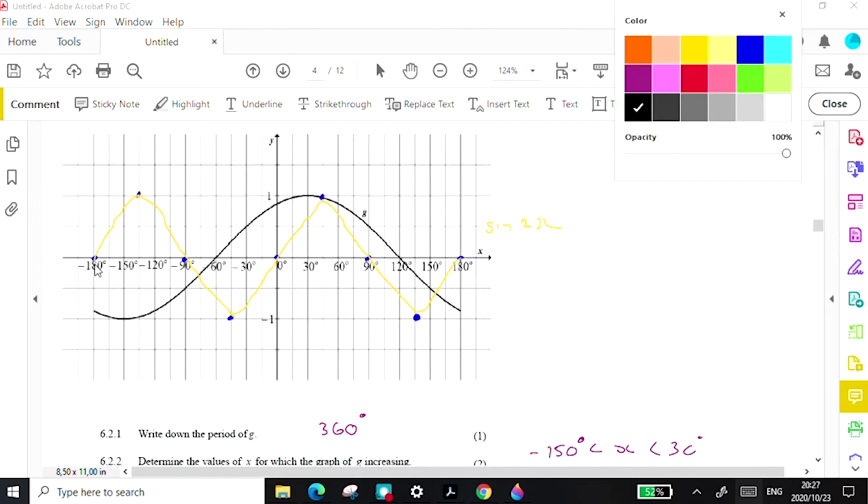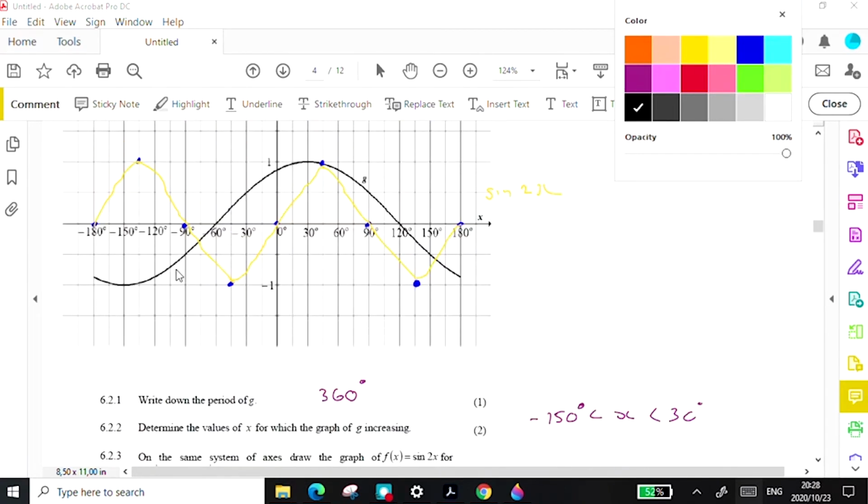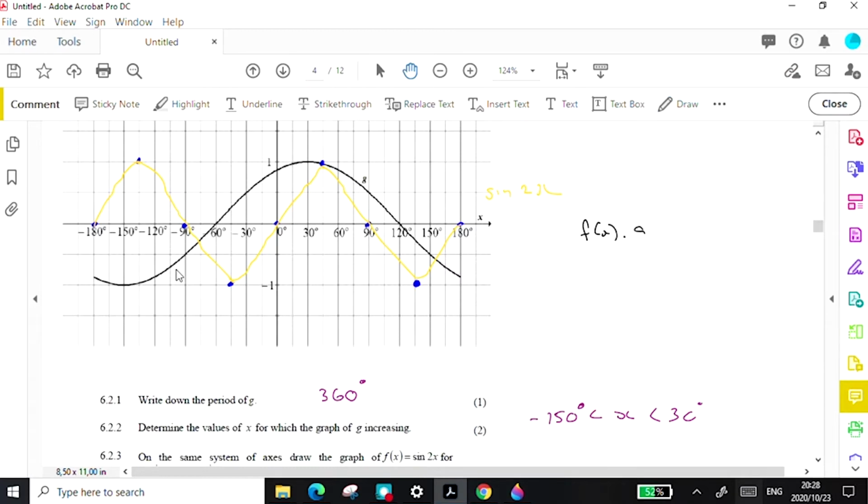So here, from minus 180 to minus 90, clearly f is positive. It's above 0. And for the same values, between minus 180 and minus 90, you can clearly see that g is negative. So f of x times g of x is less than 0 whenever x lies between minus 180 and minus 90. For x lying between negative 180 and 90, you can clearly see that f times g is negative.